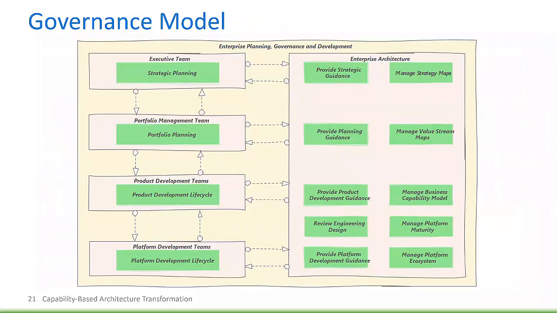So to help provide a platform for addressing this, we put together a set of governance processes. This represents a big picture view of, on the left-hand side, the processes that go all the way from the executive team doing strategic planning to the portfolio team doing portfolio planning, and then actually doing software development at the product and platform level, and how enterprise architecture might be able to provide some support. So just FYI, this is a BPMN diagram, the business process modeling notation.